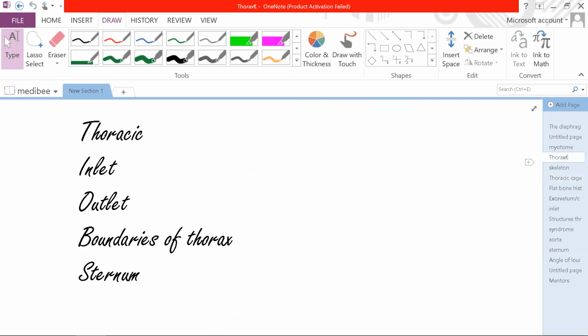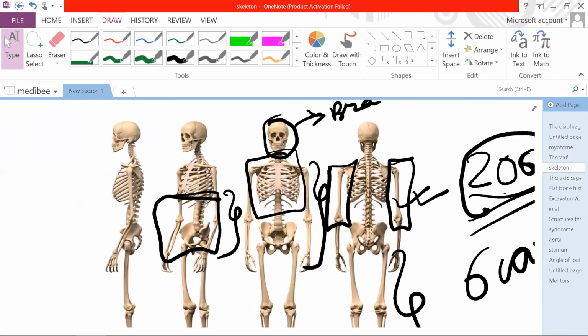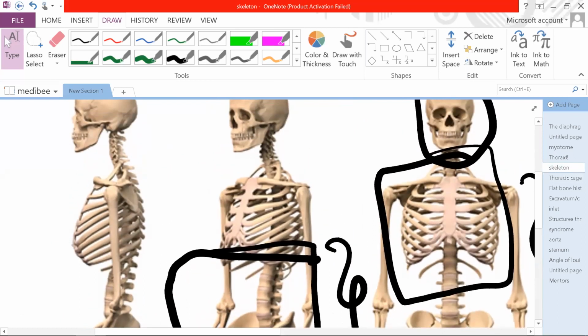So see again, let's go back to this picture. See, this bone that you see, which we also call the breast bone, is known as the sternum.